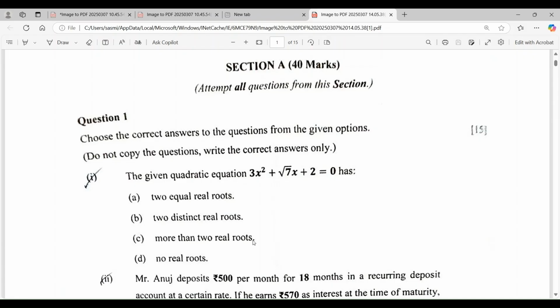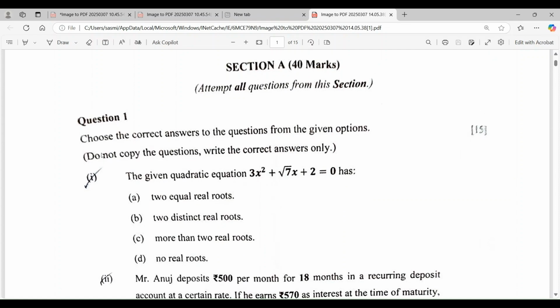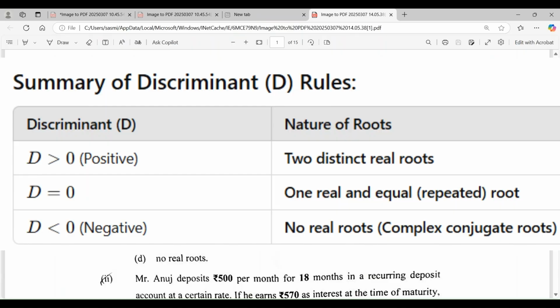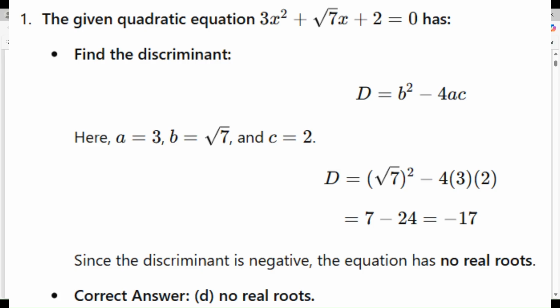Two distinct real roots. More than two real roots. No real roots. We have to determine the nature of the roots. We use the discriminant formula. D is equal to b square minus 4ac. Rule for discriminant D. If D is equal to 0, the roots are equal. If D greater than 0, the equation has two distinct real roots. If D less than 0, the equation has no real roots. The roots are imaginary.